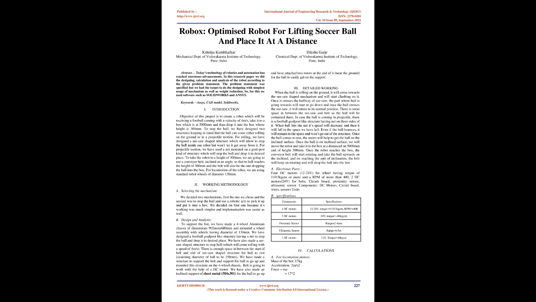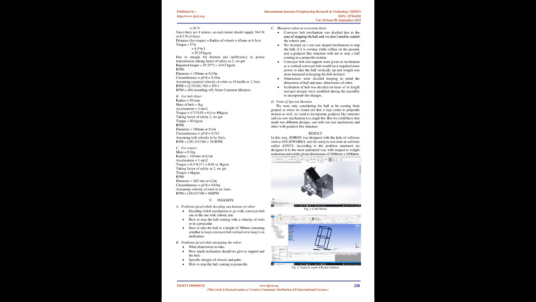In case the ball is coming in projectile, there is a football goalpost-like structure having net on three sides of it. When ball hits the net, its speed will decrease and then it will fall in the space we have left. Even if the ball bounces, it will remain in the space and won't go out of the structure. Once the ball comes to rest, the rotors will help to get the ball on the inclined surface.